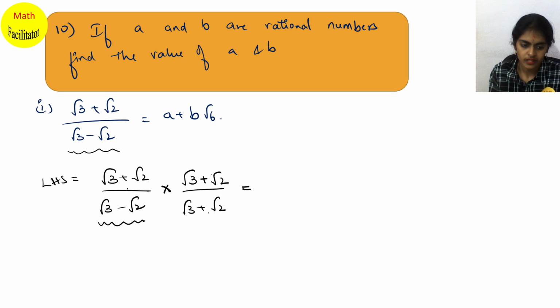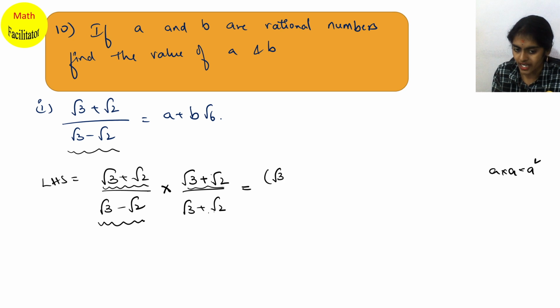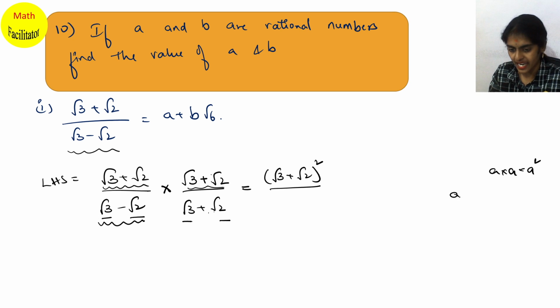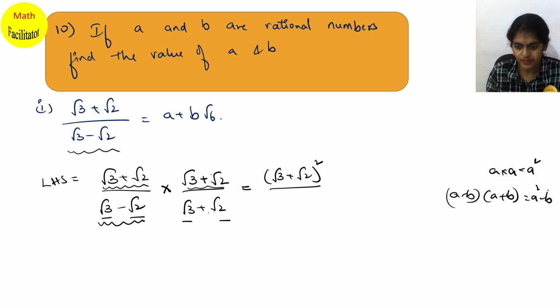Okay. So now this complete thing is like a into a, similar to the previous questions. Do you remember? So you can write it as a square, or I can write root 3 plus root 2 whole square, divided by, now this is like a minus b into a plus b. Can I write it as a square minus b square?